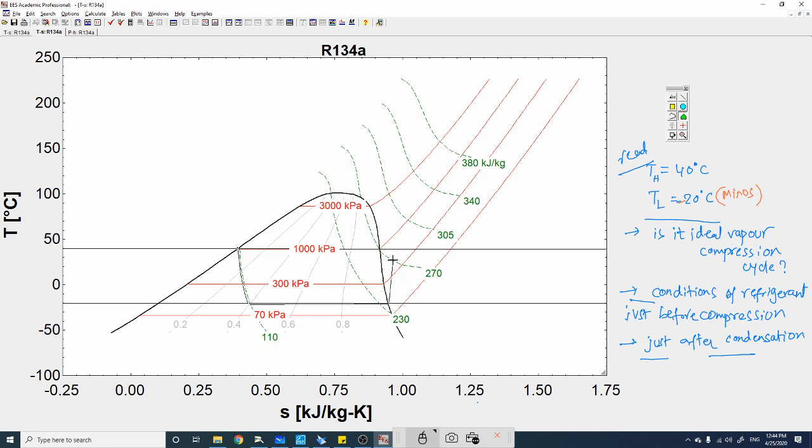We will start there. Now the compression in an ideal vapor compression cycle is assumed isentropic, or in certain numericals you may be provided an isentropic efficiency for the compressor. In such a case, you have to account for the irreversibilities and draw it. That we will discuss separately. In this particular case, I am considering the isentropic compression process only. So bear this in mind. This is drawn with that assumption.